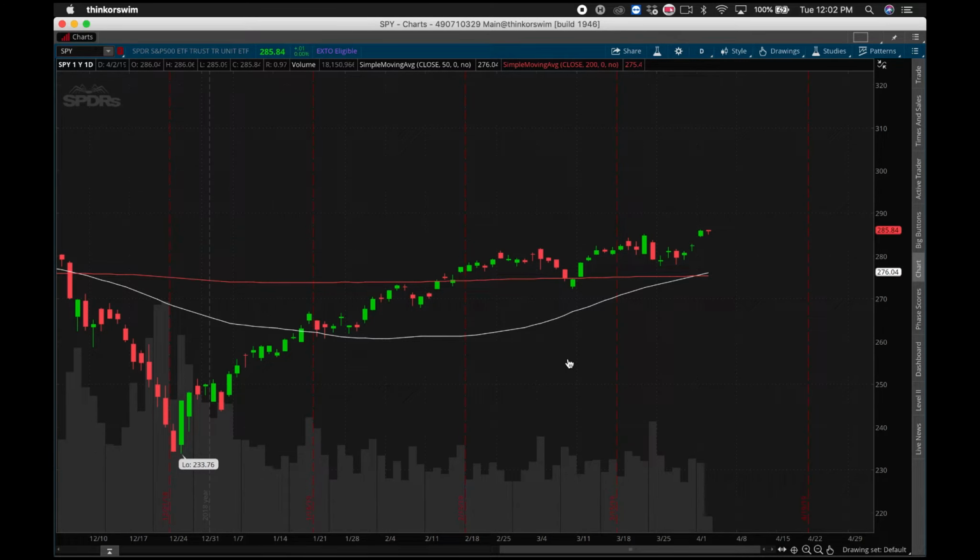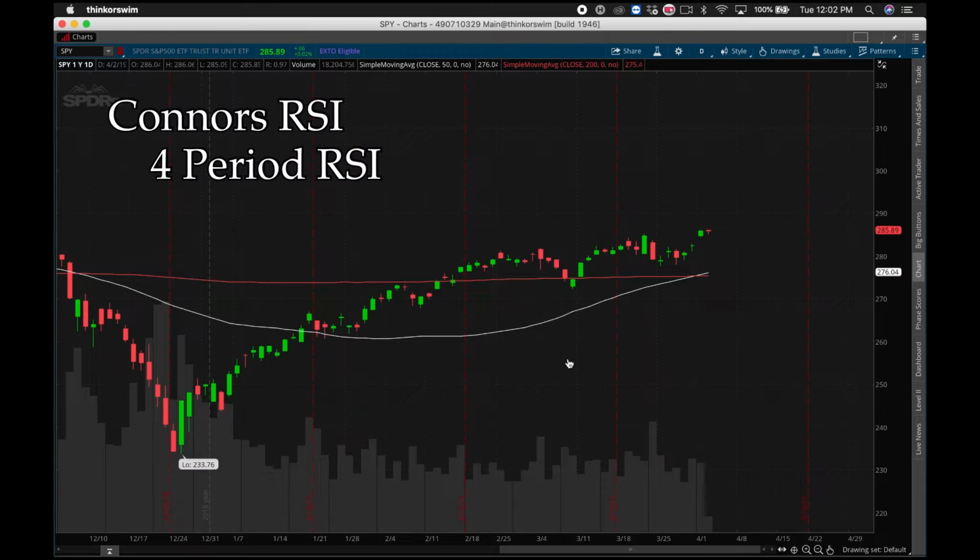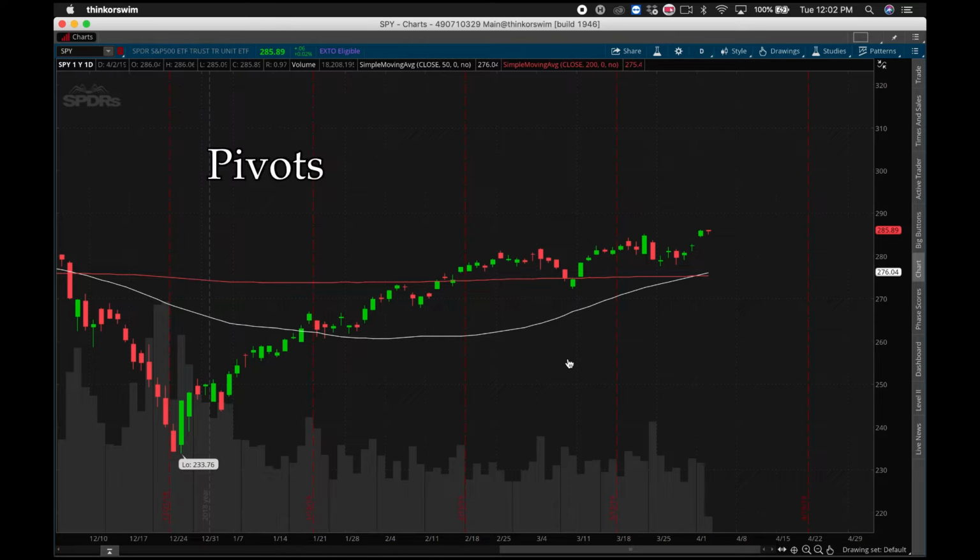Just want to share this quick video on how you can find the indicators that work for you. I just wanted to share how I went about finding the ones that worked for me. As you've seen before, I keep it simple. I just use the volume and two RSIs, Connors RSI and the RSI on a 4 period, and then the pivots. That's as simple as I keep mine, but that may not be the ones that work for you.